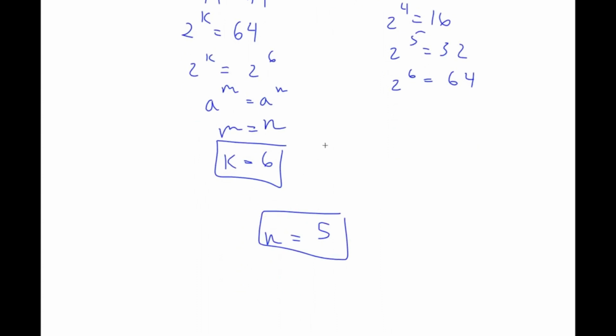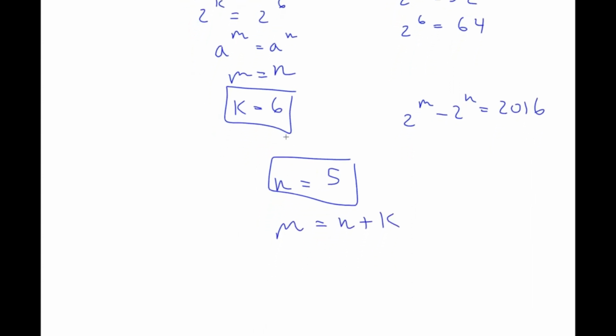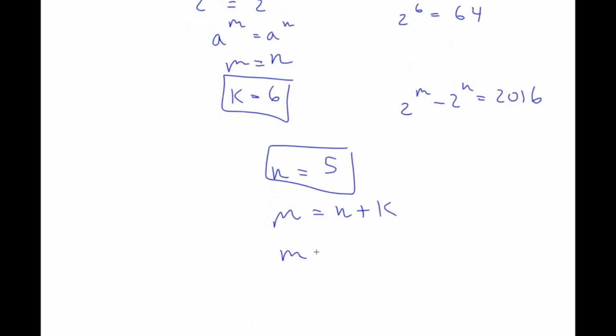However, remember, our original equation was 2 to the power of m minus 2 to the power of n is equal to 2016. And so far, we've found out our value for n. However, we did not find our value for m. But remember, we did state in the start that m was equal to n plus k. And we have our values for k and n. So we can simply plug these in. So now we have m is equal to 6 plus 5. 6 plus 5 is 11, so we have m is equal to 11. So now we have both our values for n and m, so now let's go ahead and check.